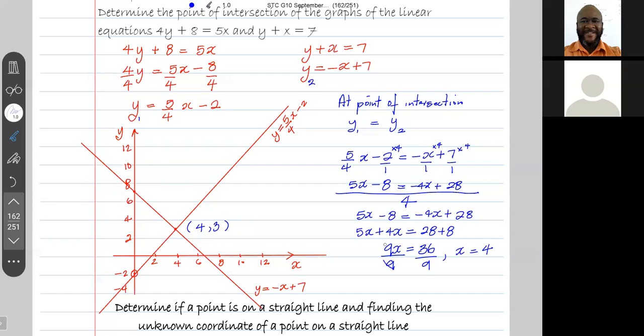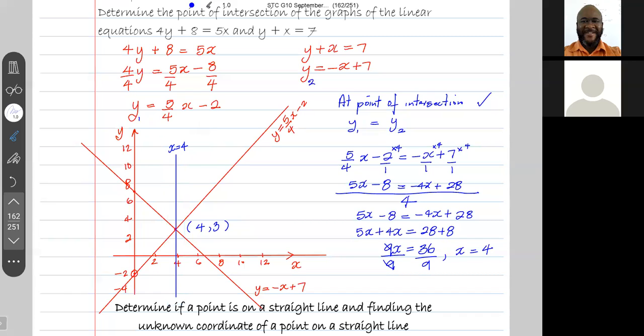But remember, everything here is at the point of intersection. So this is saying that at the point of intersection, x is 4. And so far that agrees with our diagram. All right, so x is equal to 4. What we need to do now is to get the value of y at the point of intersection.